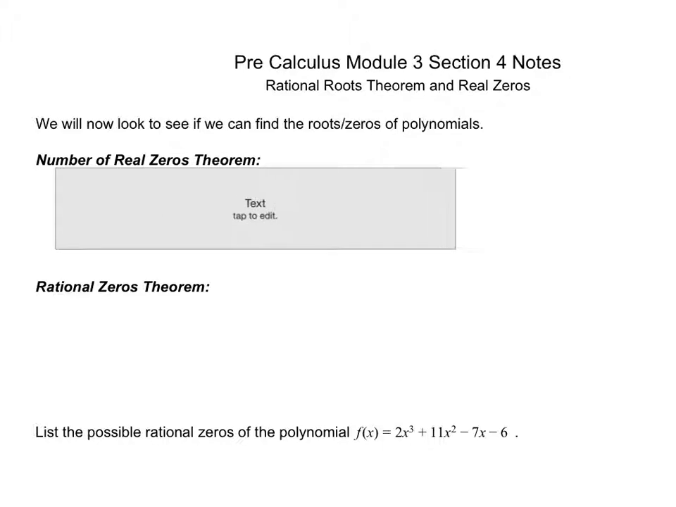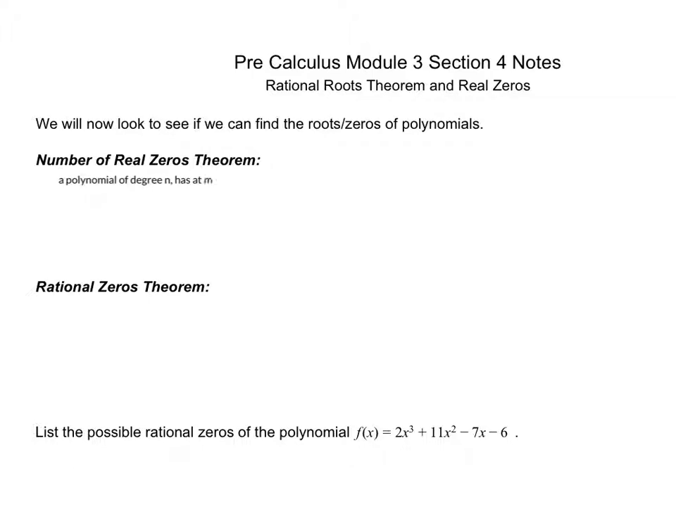So what the number of real zeros theorem tells us is that a polynomial of degree n has at most n distinct zeros. So my degree determines the number of zeros we have.